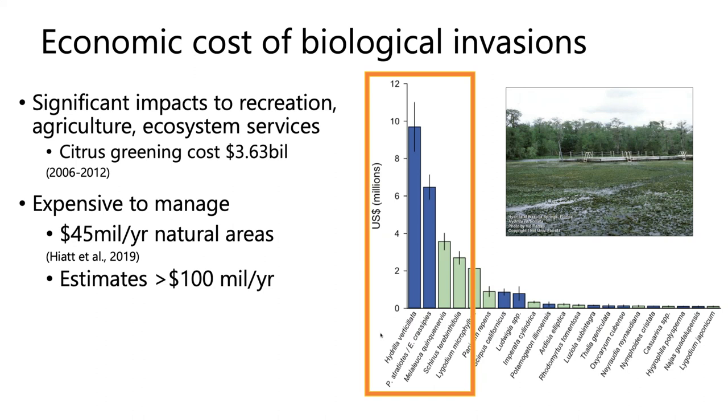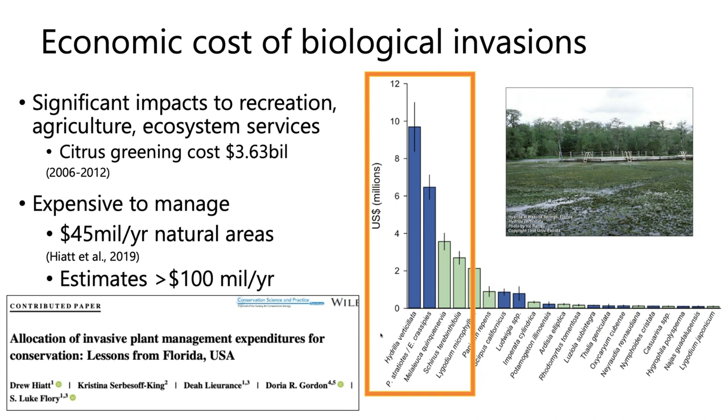But just a few species take up the bulk of that $45 million, with hydrilla costing almost $10 million per year in control. And there are estimates that control costs for the whole state could be over $100 million per year. And if you'd like to see more information about the economic costs in Florida, just on those natural areas, there's a paper in Conservation Science and Practice that talks about those expenditures and different patterns and how that money was spent across the state.